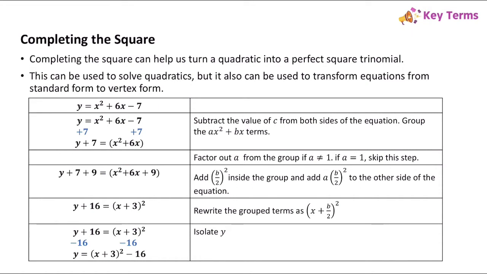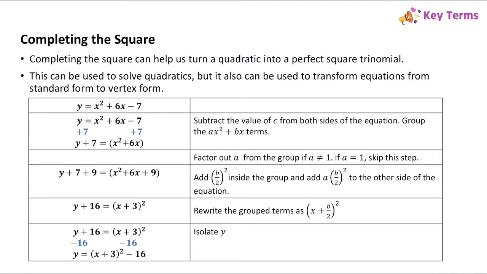Then we're going to take the value of b, which in this case is 6, divide it by 2, and then square it. So 6 divided by 2 is 3, and 3 squared is 9. So I add that value inside the group. If I add something to one side of my equation, I have to add it to the other side. If I had an a, I would multiply this number by a, but in this case, a is 1, so I'm just going to add 9 to both sides of my equation.